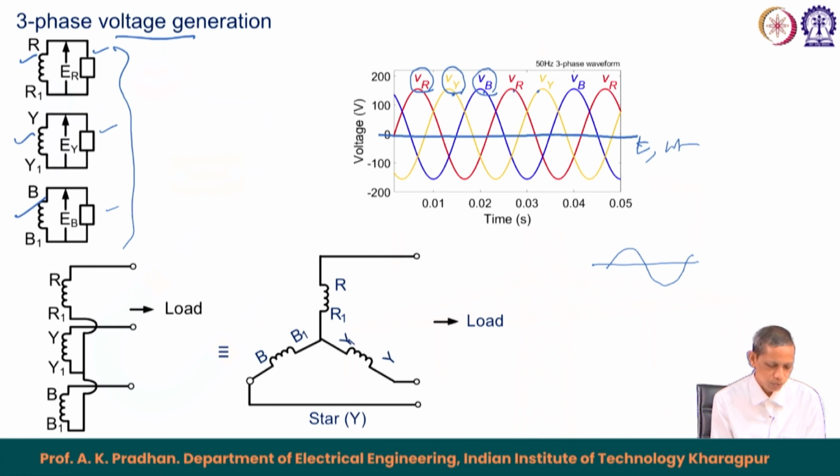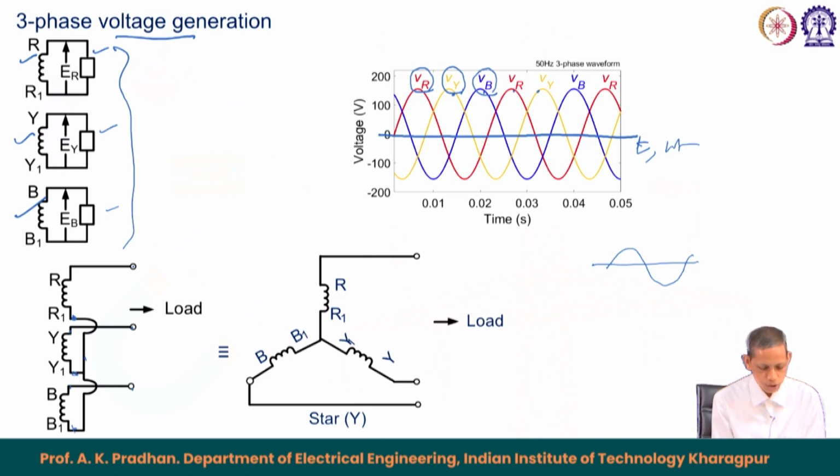One is the star connection, which we have already seen in the case of DC as well as AC connections. We know how the star connection is achieved. Here R1 and R, Y1 and Y, and B1 and B are the terminals of the individual phases. You connect R1, Y1 and B1, and that becomes your star point. Then we take the terminals from R, Y and B, and this gives you the three terminals for the three phase connection.